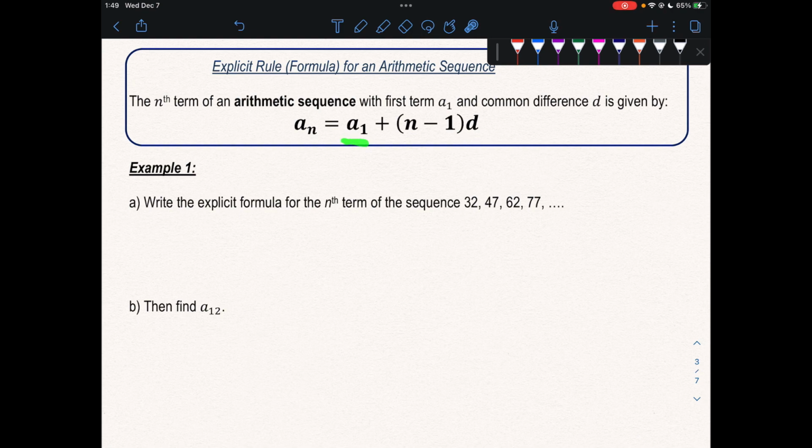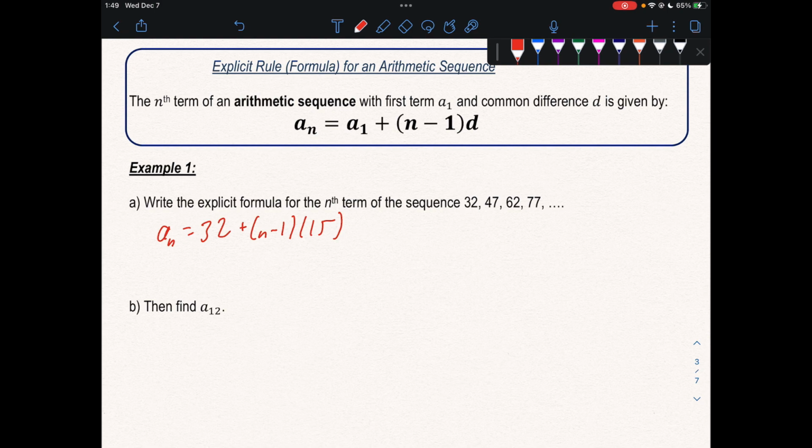We are going to fill in A1 and D. So the first one says, write the explicit formula for this sequence. Let's first make sure it's arithmetic. Add 15, add 15, add 15. Good. This is arithmetic, which means we can use this equation. So a sub n equals a sub 1, which is the first term, 32, plus n minus 1 times the common difference, which is 15. And that's it. That's our explicit formula.